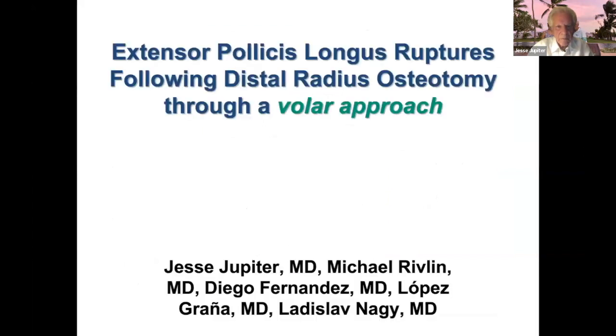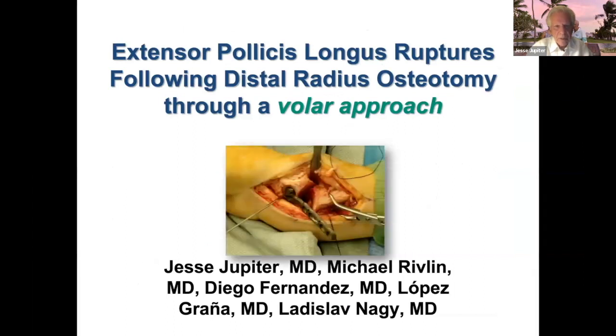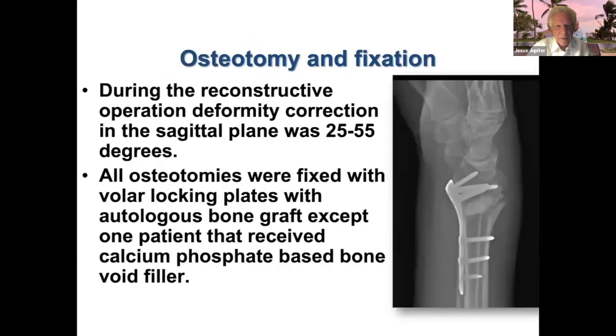we'll hear now from Marco Rizzo. But I just want to mention one thing. Since we're doing a lot of these through a volar approach, starting to see EPL ruptures. And that's because sometimes when you have a closed fracture that's not operated on, you have a lot of bone growth around the Lister's tubercle. And unless that's taken down, you may realign it, but then that becomes a spike to do that.